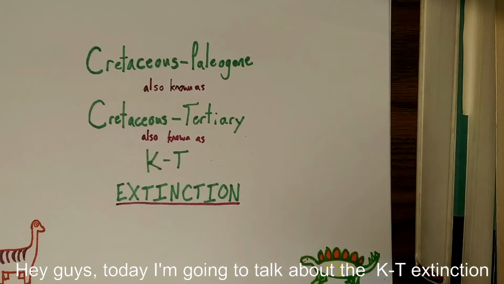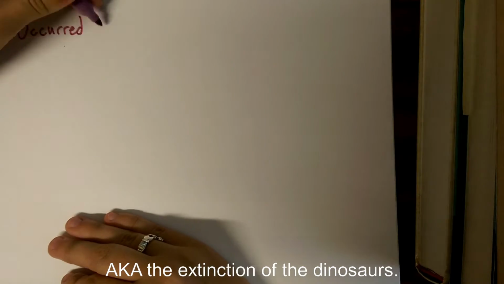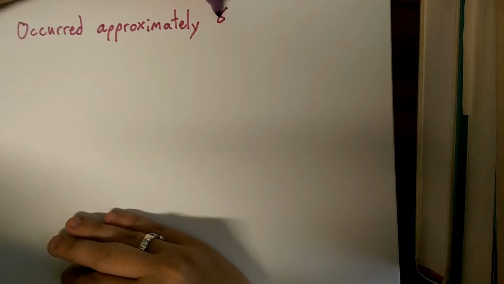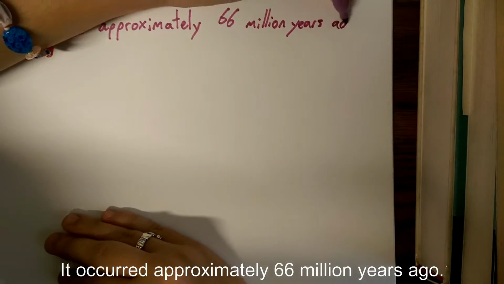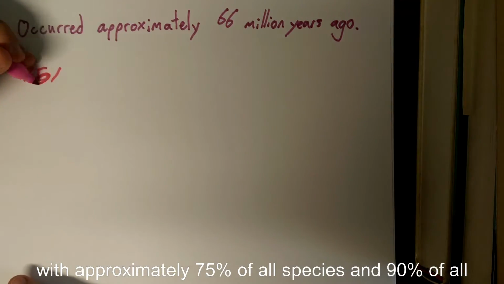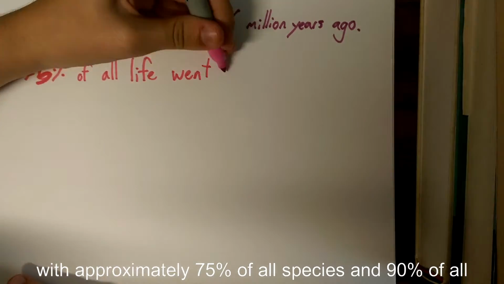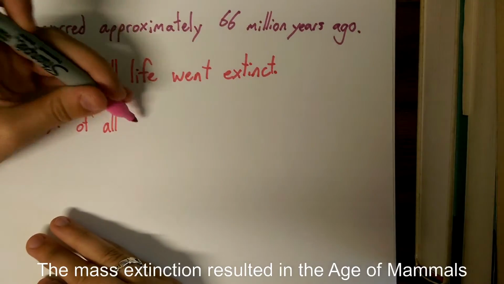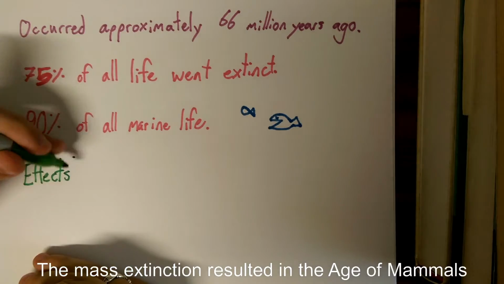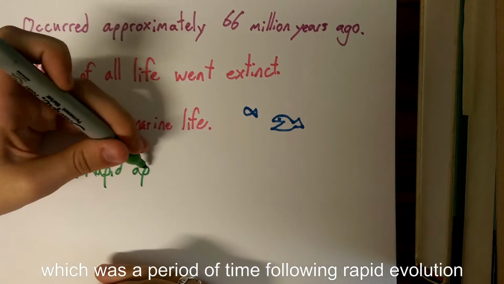Hey guys, today I'm going to talk about the KT extinction, aka the extinction of the dinosaurs. It occurred approximately 66 million years ago, with approximately 75% of all species and 90% of all marine species going extinct.